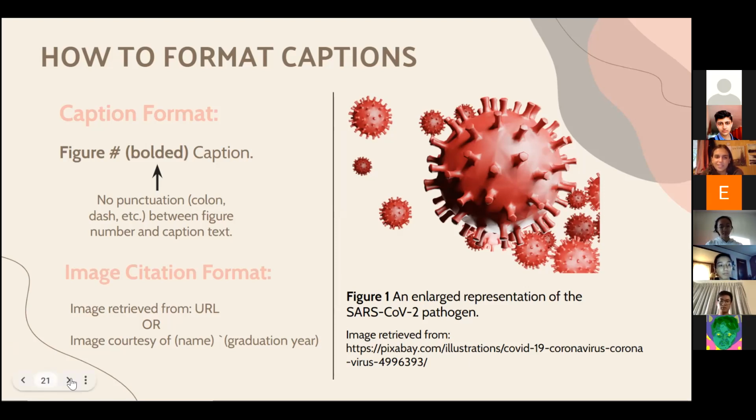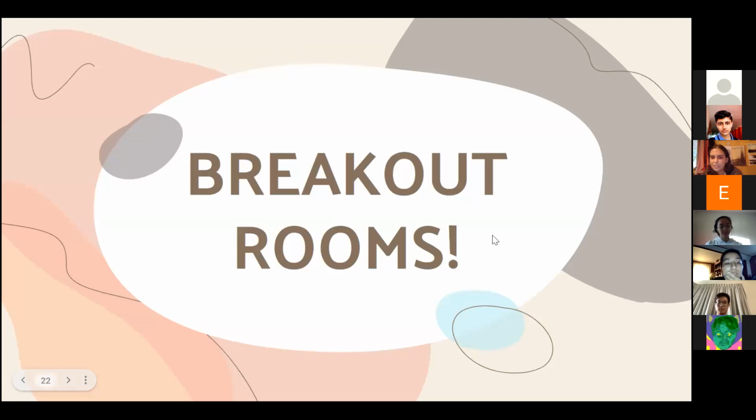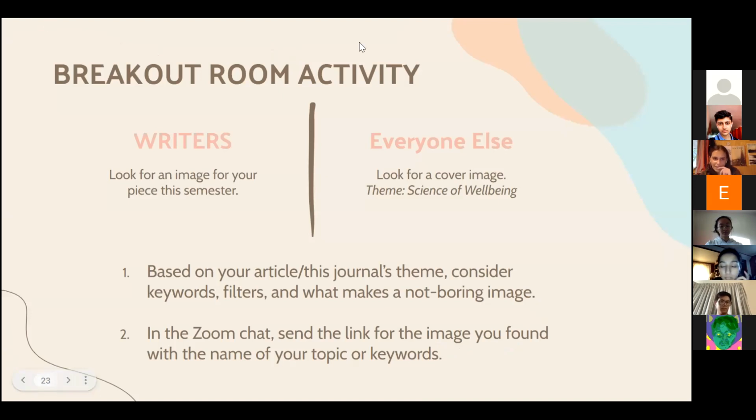Okay, great. We were going to do breakout rooms here, but since there are not too many people, we'll just do it all in one. The activity is for you to take into consideration everything that we just said. For any writers for SBYIR, look for images that relate to your piece this semester. Once you find one good image, send the URL in the chat right here so that we can open it and look at it and everybody can observe.